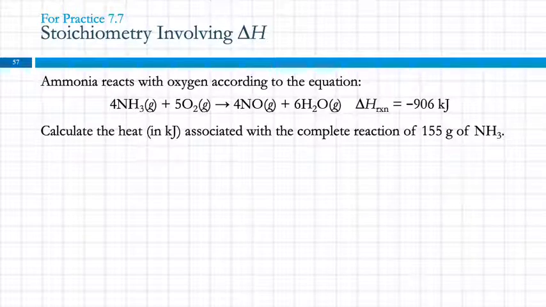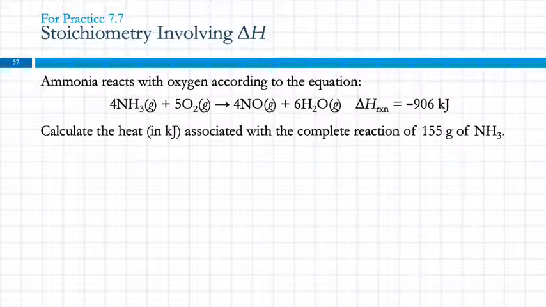Well, here's a more real example. Ammonia reacts with oxygen according to this equation. We've got the chemical equation there, and we've got delta H. Calculate the heat in kilojoules associated with the complete reaction of 155 grams of ammonia. We have a chemical reaction, and we have information about amounts of two different things. We have 155 grams of ammonia, and we want information about something else. Here it's the heat. So this is stoichiometry, even if we didn't have the title up there.